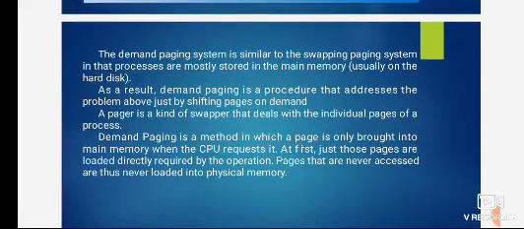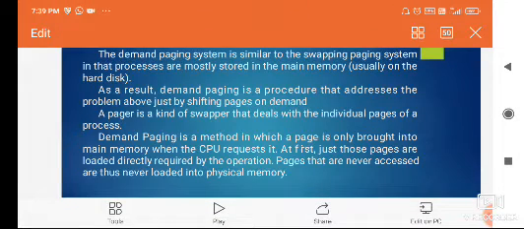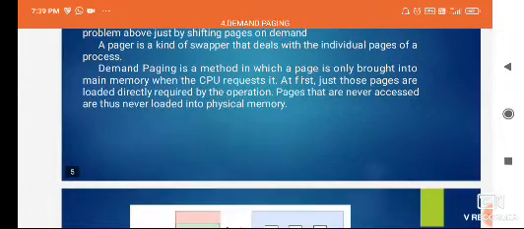The demand paging system is similar to the swapping paging system, in that processes are mostly stored in the main memory. Demand paging addresses the problem above just by shifting pages on demand. A pager is a kind of swapper that deals with the individual pages of a process. Demand paging is a method in which a page is only brought into main memory when the CPU requests it. At first, just those pages directly required by the operation are loaded. The pages that are never accessed are thus never loaded into physical memory.